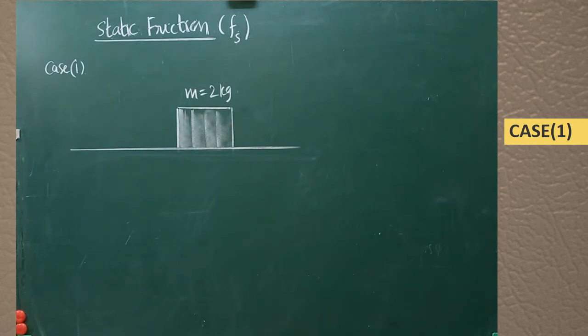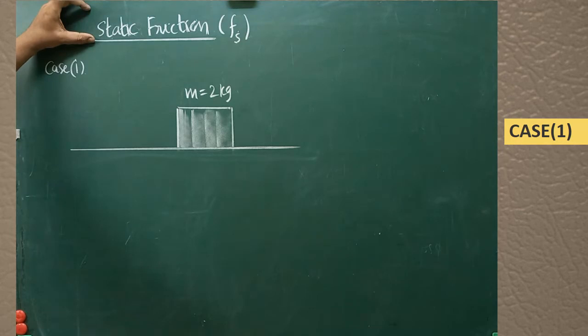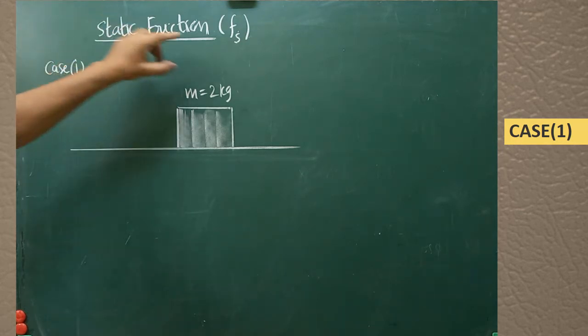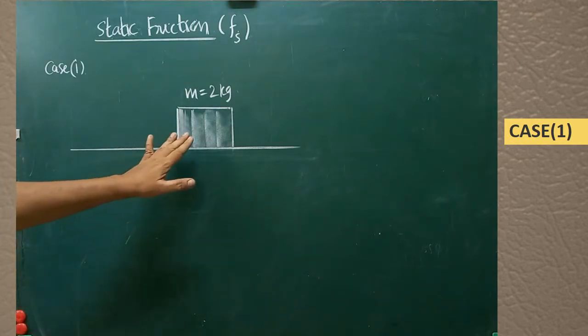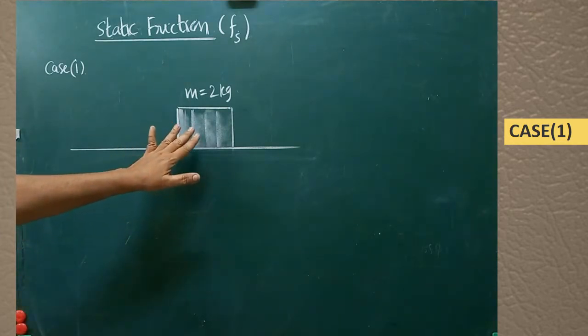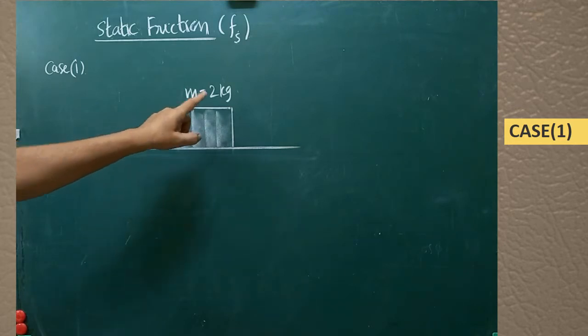In this presentation, we are going to learn the term called static friction. The term static friction is represented by the letter Fs. Here, let us imagine an object. It is kept at rest. The mass of the object is 2 kg.